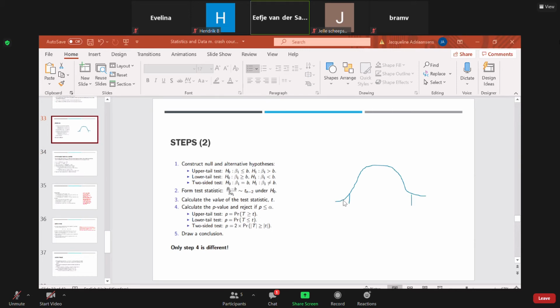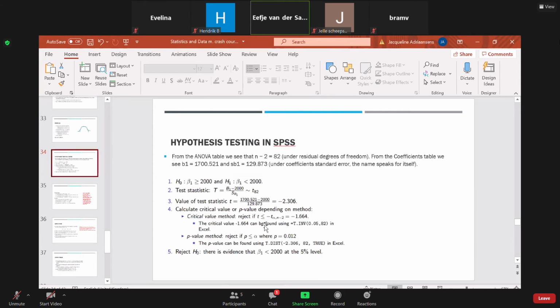So if the critical value is this one, and you get a value that's here, then you can reject the null hypothesis. And if you have a positive critical value like this, and you get a value here for your t, then you can also reject it. So, like I said, our actual value is smaller than our critical value, so we can reject H0.